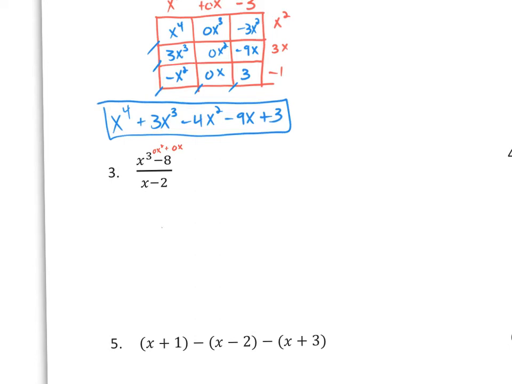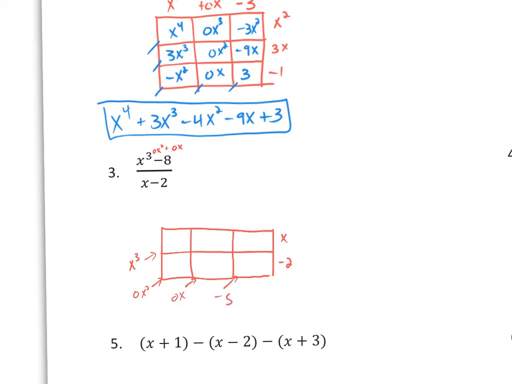I know that I have 2 going this way, my x, and then my negative 2. And then I need 3 columns, 3 areas there, so that I can put in my x to the power of 3, my 0x squared, my 0x, and my negative 8. I almost always start in this upper right corner, my x cubed space. So something times x is x cubed.